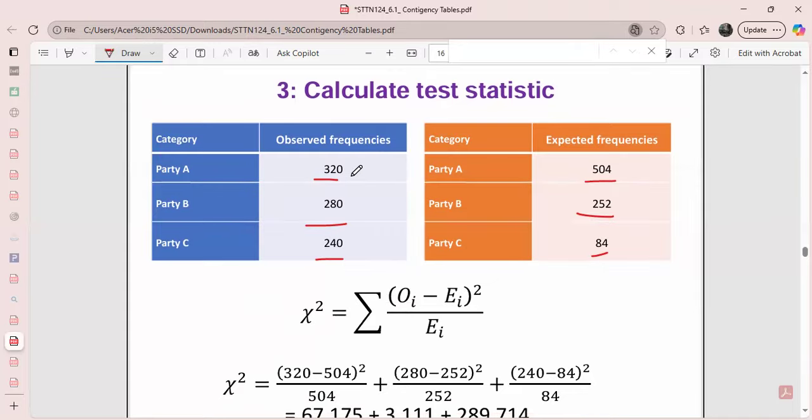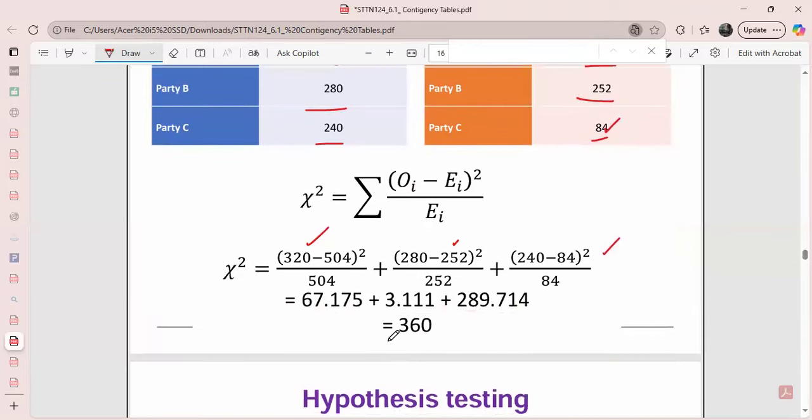So now here, that's how you do it. Remember we said that X squared is equal to observed frequency minus expected, and we divide everything by expected. So 320 minus 504 inside the brackets to the power 2, divided by the expected 504. This is what I did here. The second one, 280 minus 252, close the bracket to the power 2, divide by 252. The third one, 240 minus 84, inside the bracket to the power 2, divide by 84. Then just add everything. And here, I think they got maybe 360 as the test statistic.